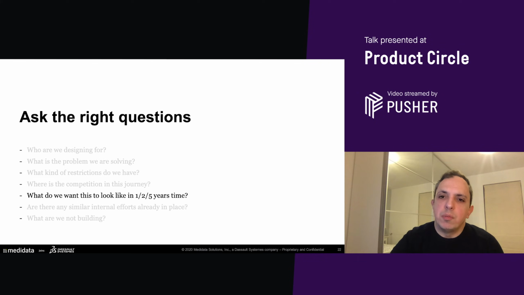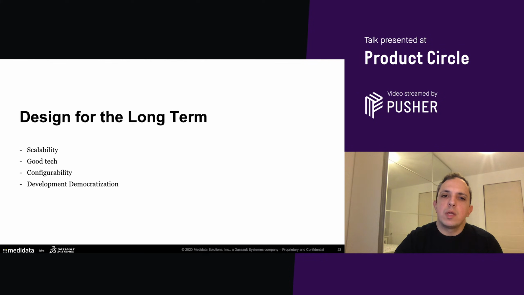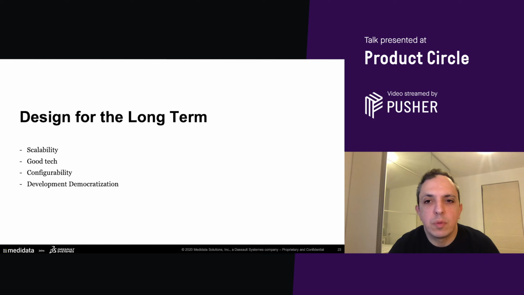What about the long term, right? So what do we want our software to look like in 5 years time? We obviously want it to be scalable, especially in an ecosystem like the Medidata ecosystem, where we have 25, 30 products. We need it to be as scalable as possible. We need it to be supported by good technology, so that we don't just create tech debt for ourselves while we're building new tools. And we need it to be configurable.